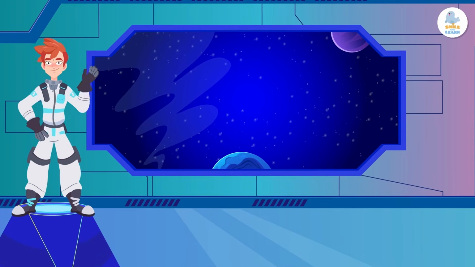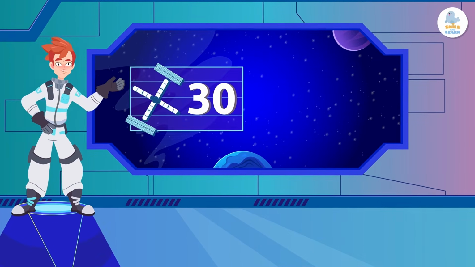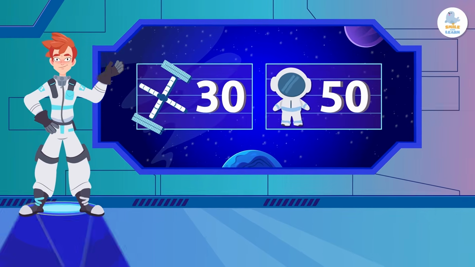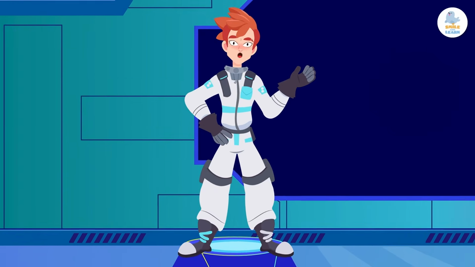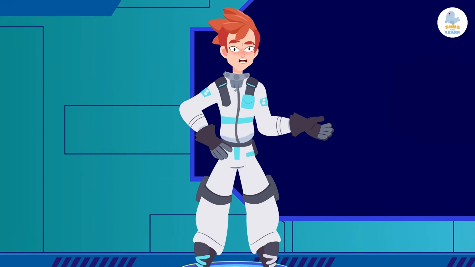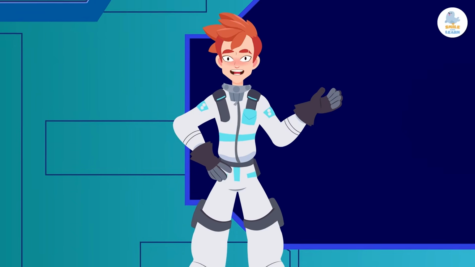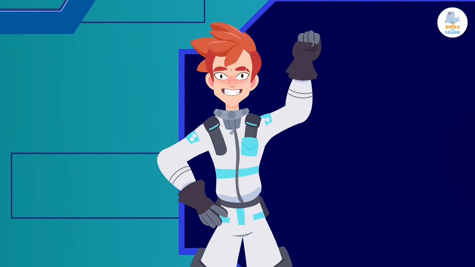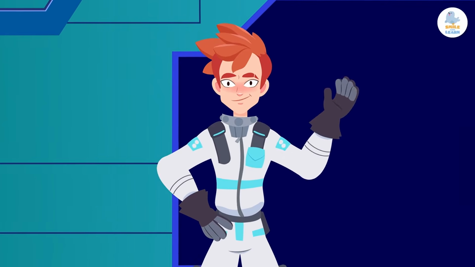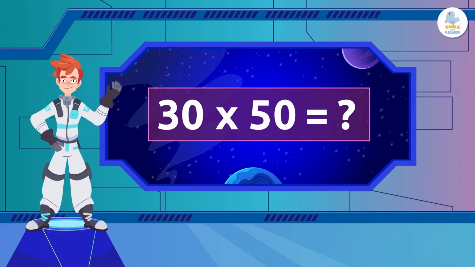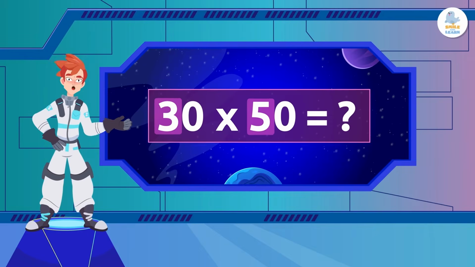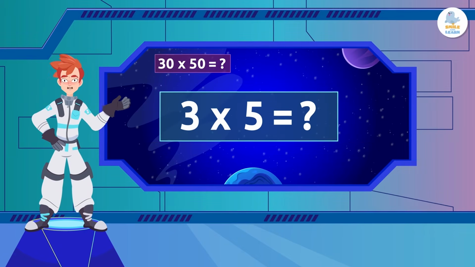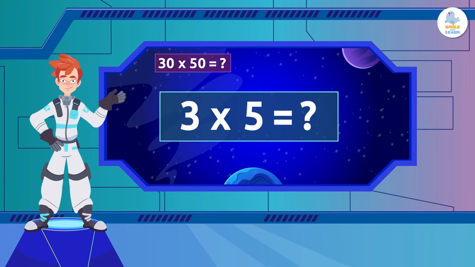To do this, imagine we have 30 space stations with 50 astronauts in each one. As you know, to calculate the total number of astronauts, we can do a traditional multiplication, but I'm going to teach you a trick to solve it faster. We will start by multiplying the 2 non-zero numbers, that is, 3 times 5. What result do we get from that multiplication problem?